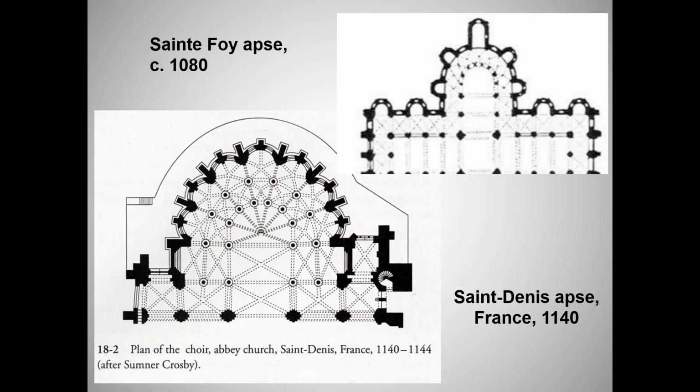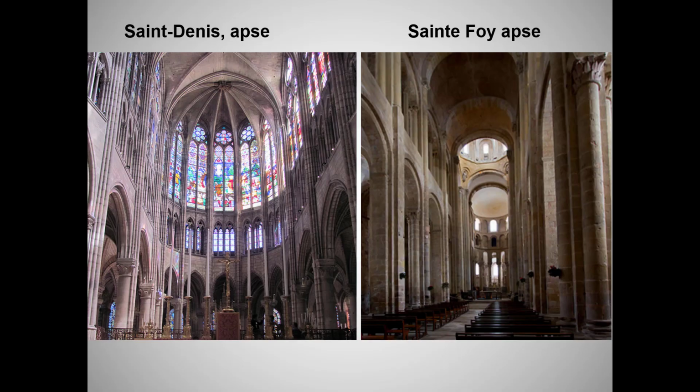So you've just seen this church in the video, but now I want you to compare the Saint-Denis floor plan with the floor plan of our required Romanesque church, Santa Foy. How is Abbot Suger's plan different? Both churches have radiating chapels, but at Saint-Denis, the walls between the radiating chapels have been removed, opening up the cathedral dramatically. In other words, let there be light.